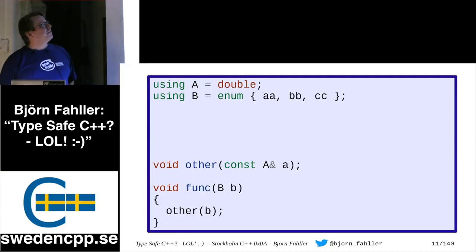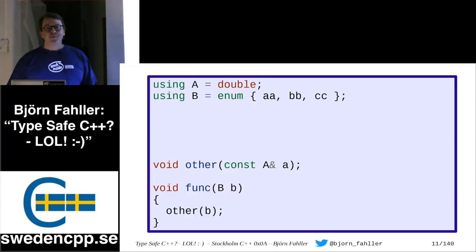I cannot for my life imagine why you would ever want to call a function taking a double with an enum. Totally incomprehensible, but legal C++. So, yeah, sorry, I pulled your leg. C++ is completely unsafe. Thank you for listening.